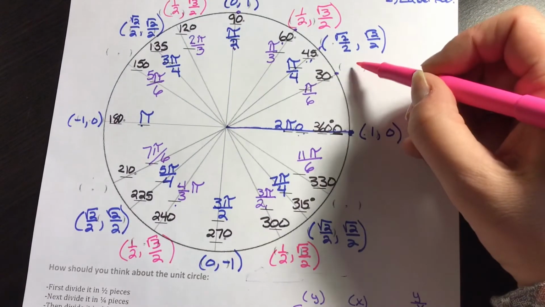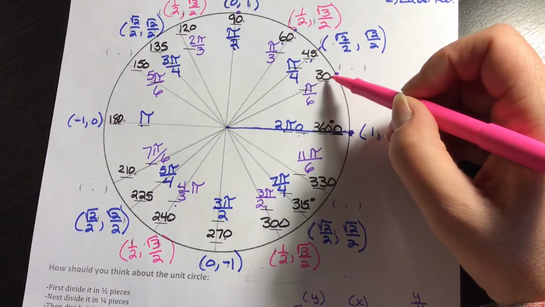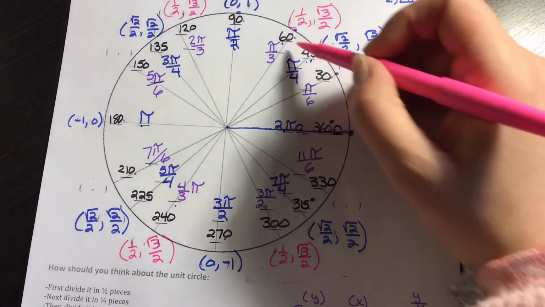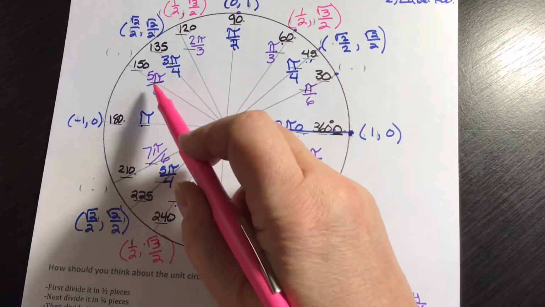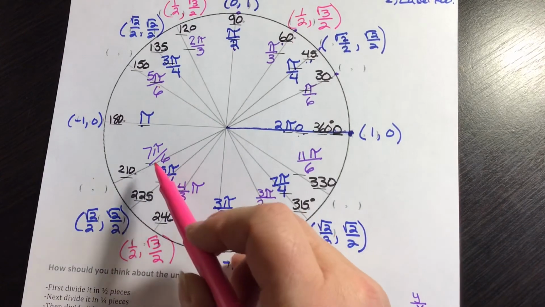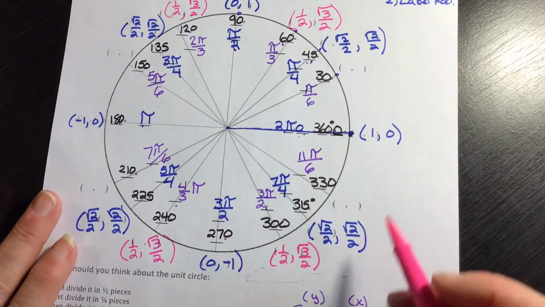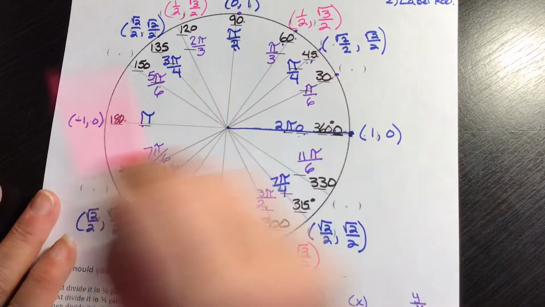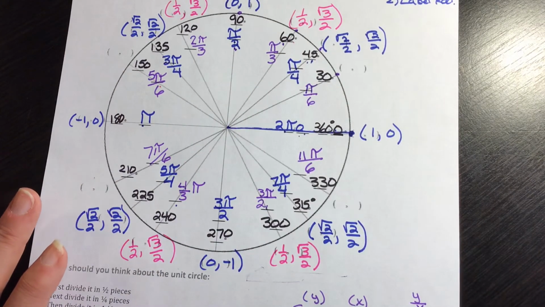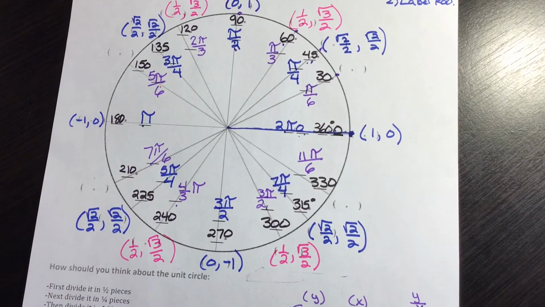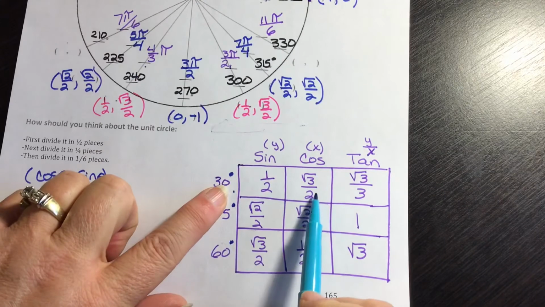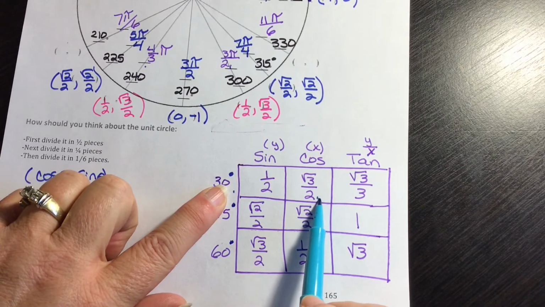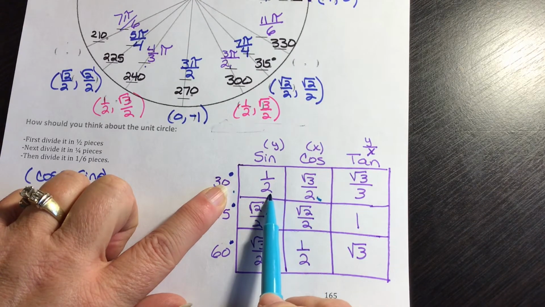So what I have left are just these multiples of 30 that are not multiples of 60. It's the odd pi over 6 values, because the even pi over 6 values change to pi over 3. Let's do those. For a 30 degree angle, I'm going to look down here. Cosine is square root of 3 over 2, and sine is 1/2.